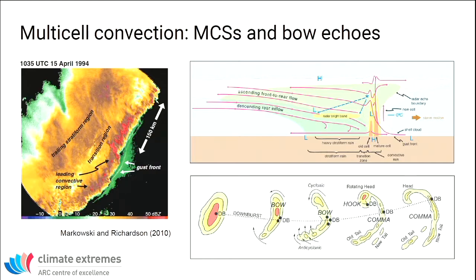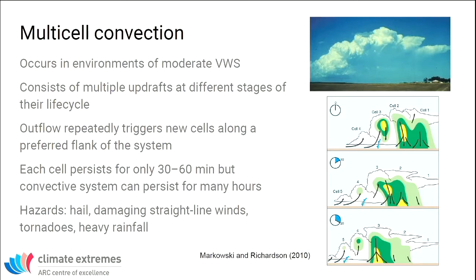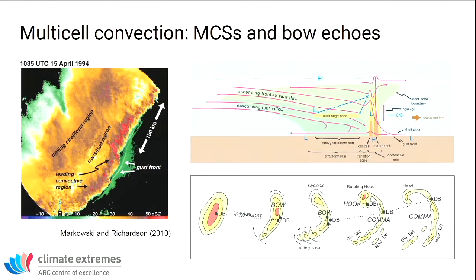But this is a little bit different from the schematic we showed before, where you've just got a few cells influencing each other. In this case, you have a coherent line of convection. So here we've got an entire line of mature convective storms, and new storms are being initiated ahead of it.